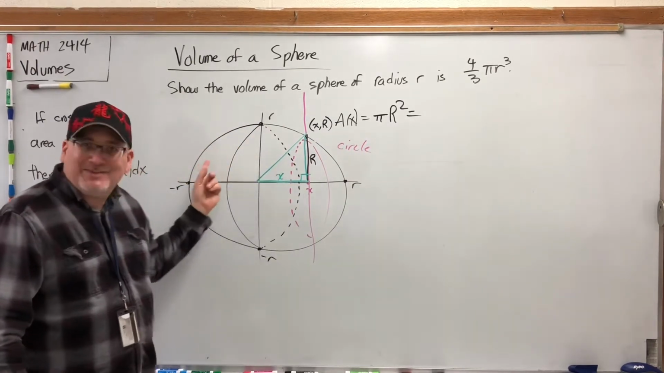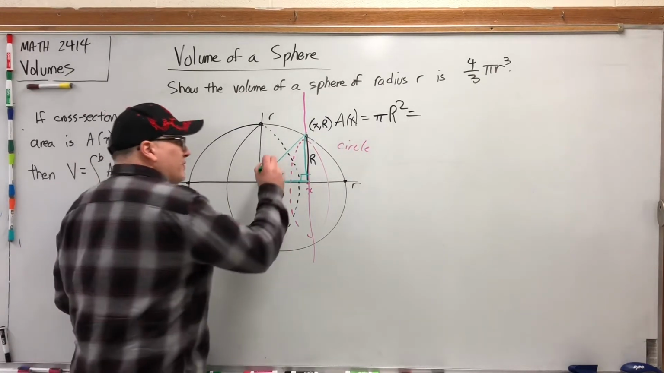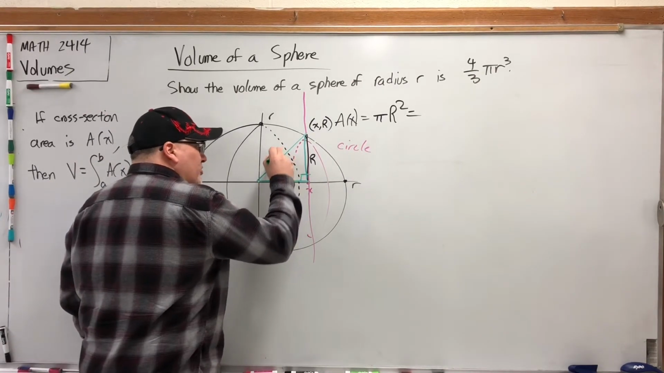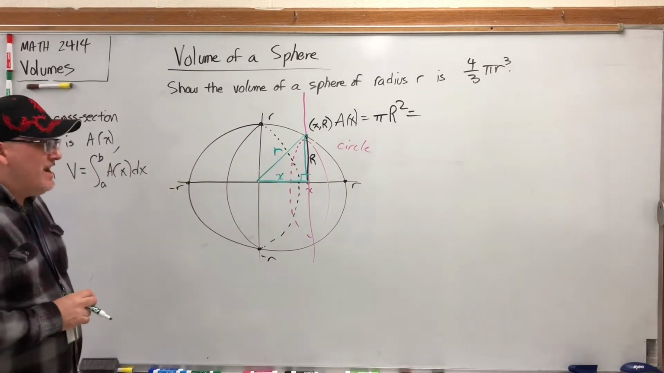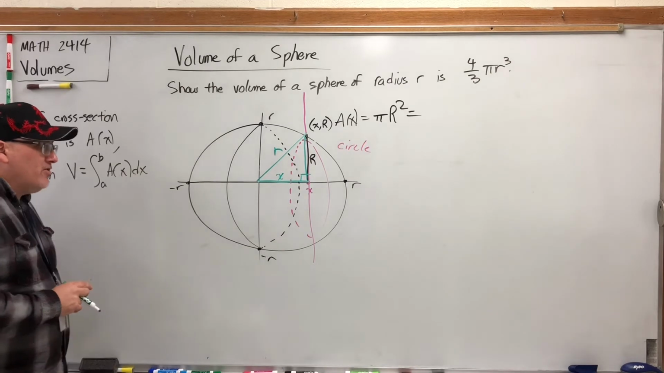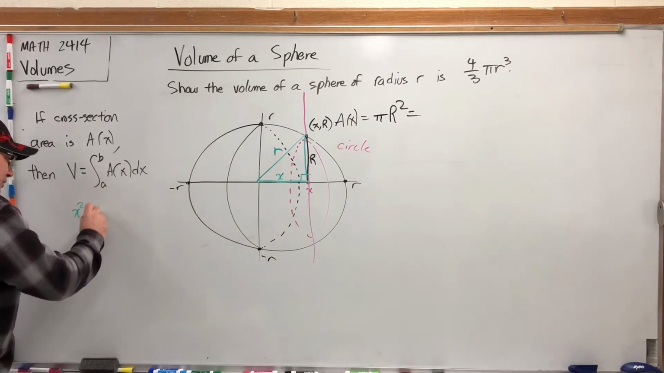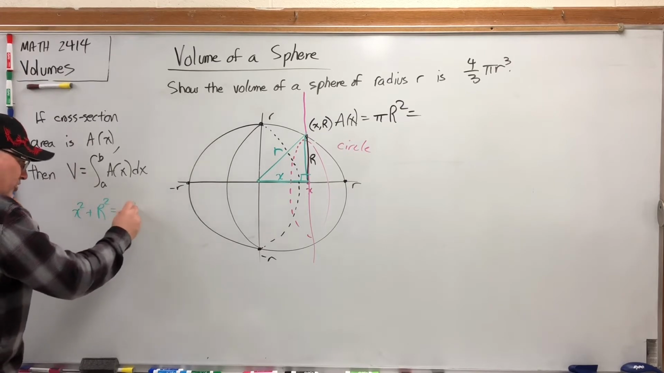Oh, wait a minute, yes we do. This sphere has a radius of lowercase r, which means I know that this hypotenuse is lowercase r, and now I can use the Pythagorean theorem to my advantage. The Pythagorean theorem on that triangle would say x squared plus capital R squared equals lowercase r squared.